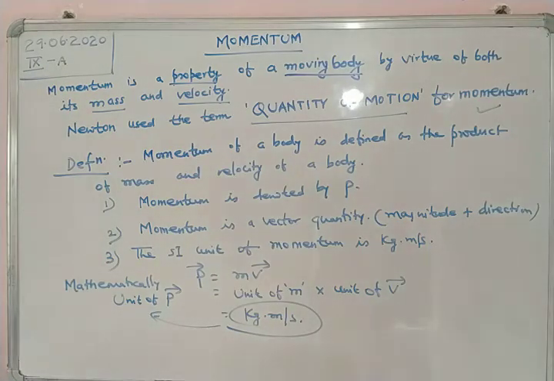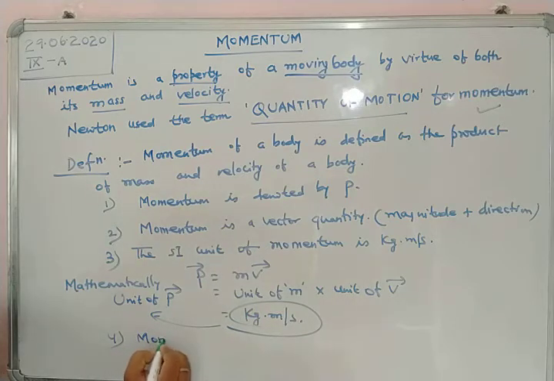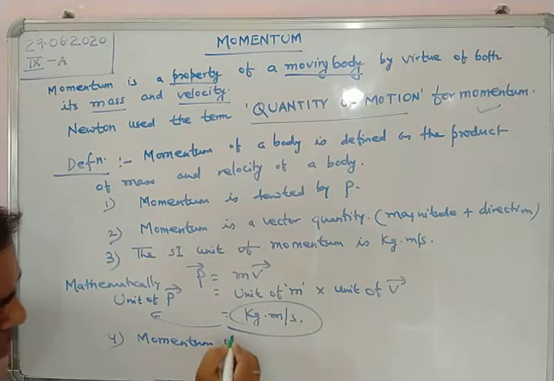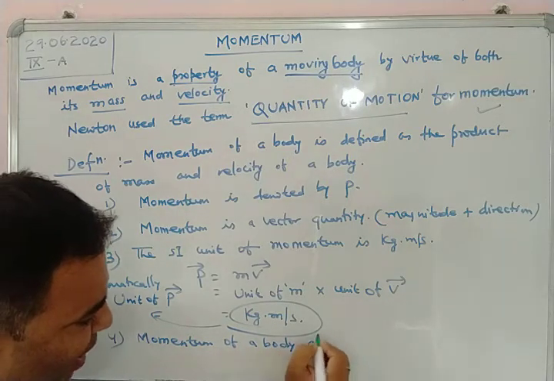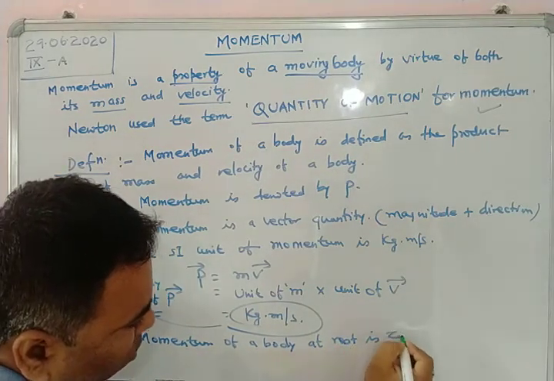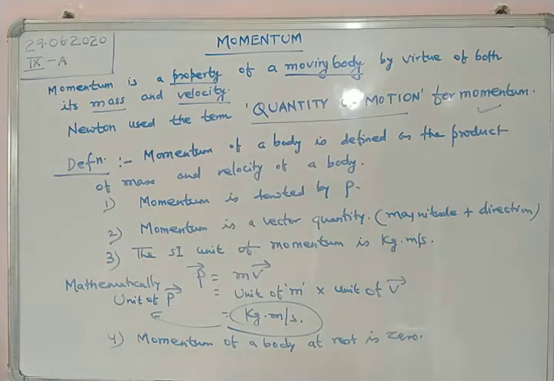Now, there is another fourth point: momentum of a body at rest is zero. For example, for any object which is at rest, we can say that there is no momentum, because momentum is a property of a moving body. This characteristic is only applicable to the moving body, not for the body at rest.